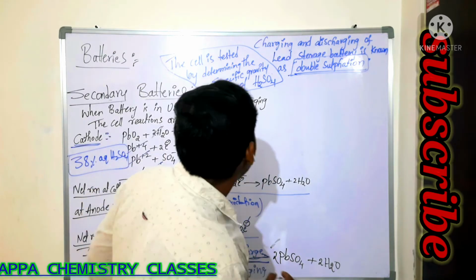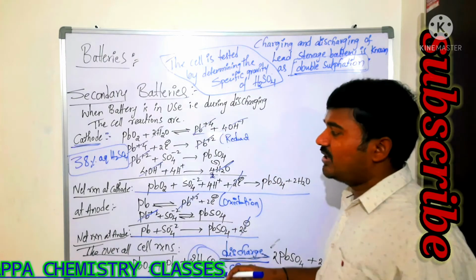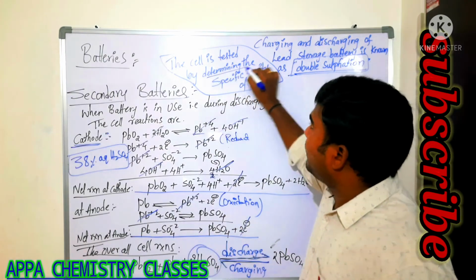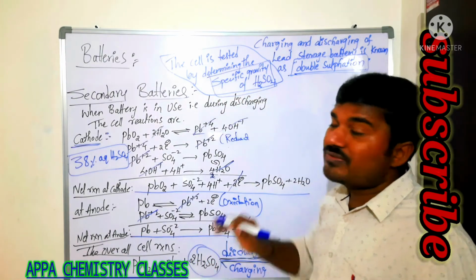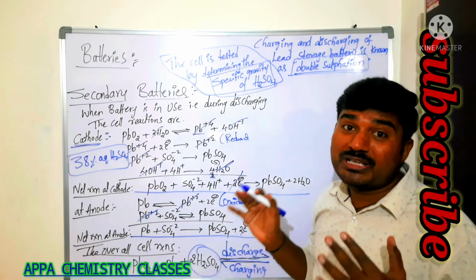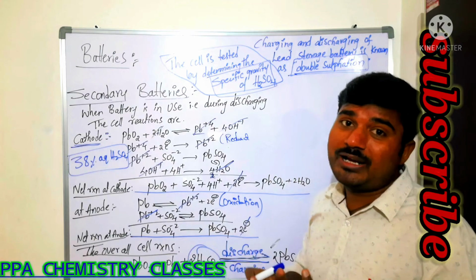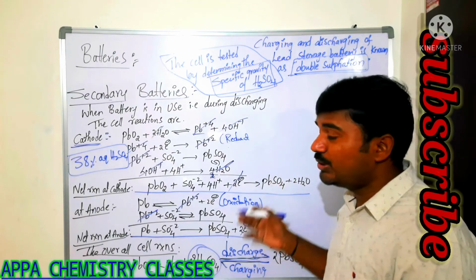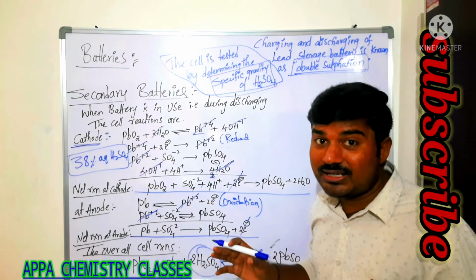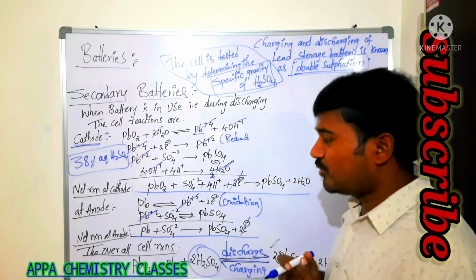Also, the cell is mainly tested by determining the specific gravity of sulfuric acid. Based on the specific gravity of sulfuric acid in a lead storage battery, it is tested whether it is in good condition or bad condition. Is that clear? So that is the lead storage battery.